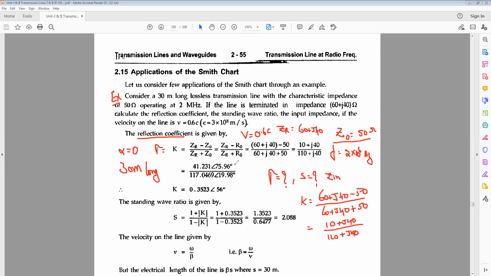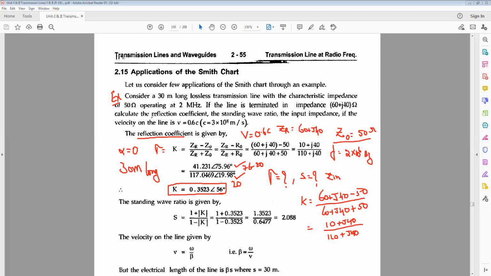By using a calculator, you can convert the rectangular form to the polar. In the denominator also, you can do the same thing. And when these two are divided, you'll get 0.352, and the angle is 75.96 minus 19. Okay, let us say this is 76 minus 20. Approximately the value is 76, and this is 20, you can consider. What is 76 minus 20? 56. These two divided, you get 0.3. The K is equal to, the magnitude is 0.3523, and the angle is 56 degrees.